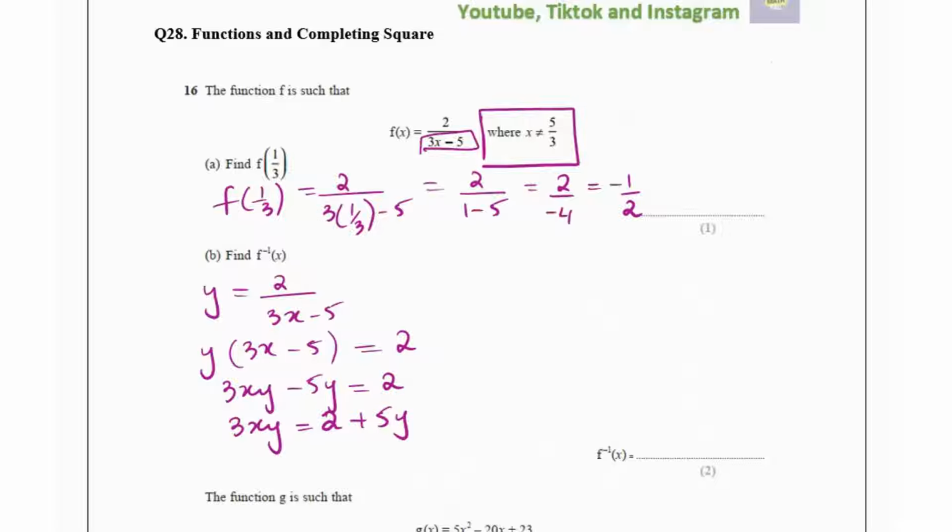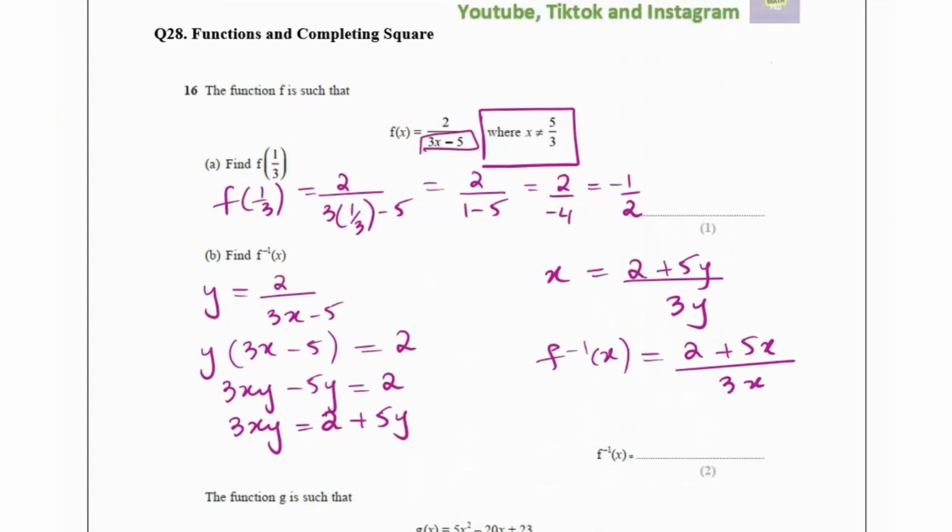Next, we divide 2 plus 5y by 3y. And once we do that, we have x as the subject. So last step is to replace x with f inverse x and y with x. So this is your inverse of the given function.